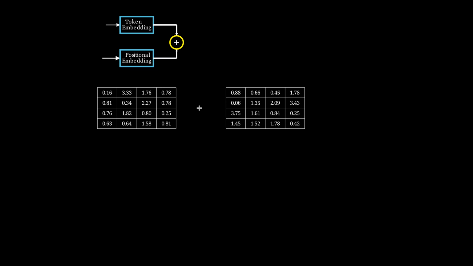Now we just add the token embeddings and positional embeddings. The result is still a 4x4 matrix. Each row represents one token. And each row now encodes what the token is and where it is. This combined matrix is what we feed into the first transformer block.